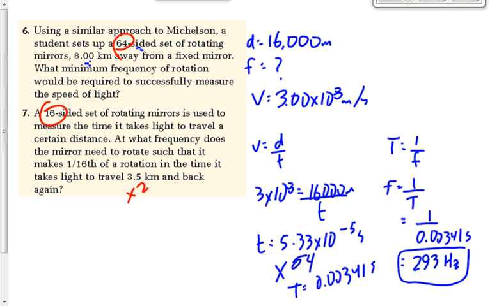They throw in this wording here, which is kind of meant to throw us off, I think, a little bit. Makes 1/16th of a revolution in the time that it takes the light to travel there. Isn't that what it always does? Except it's usually 1/8 of a revolution. So we're not changing anything with that, right? Just the wording of the question makes it look a little bit different, but it's not really any different other than the actual numbers.